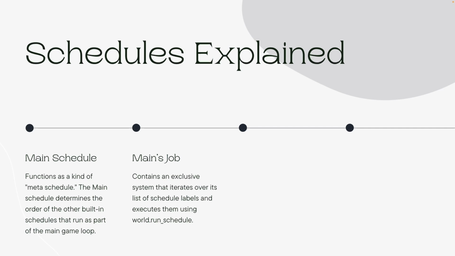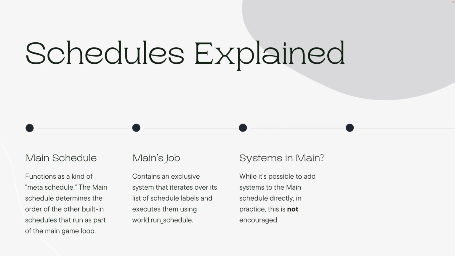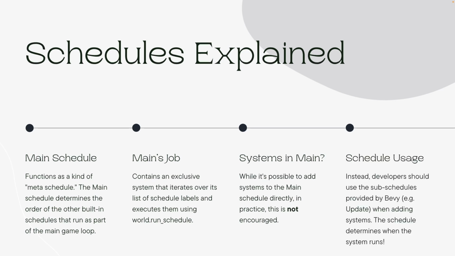Generally, we don't. While it's possible to add systems to main directly, in practice, this is not encouraged. Instead, developers should use the subschedules provided by Bevy, for example, update when adding systems. The schedule, like we've seen before, determines when the systems run.